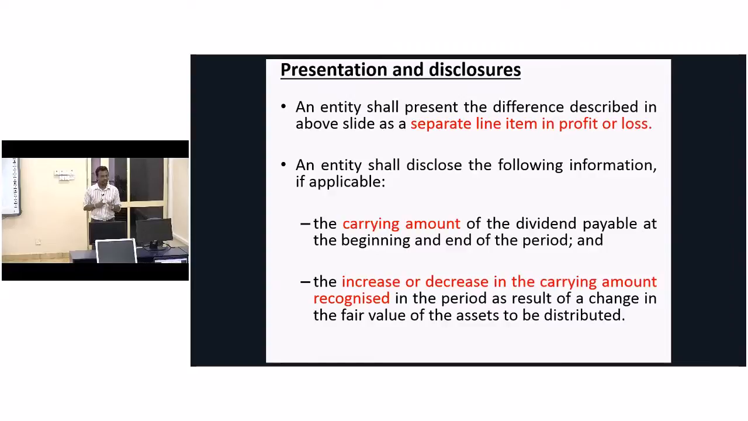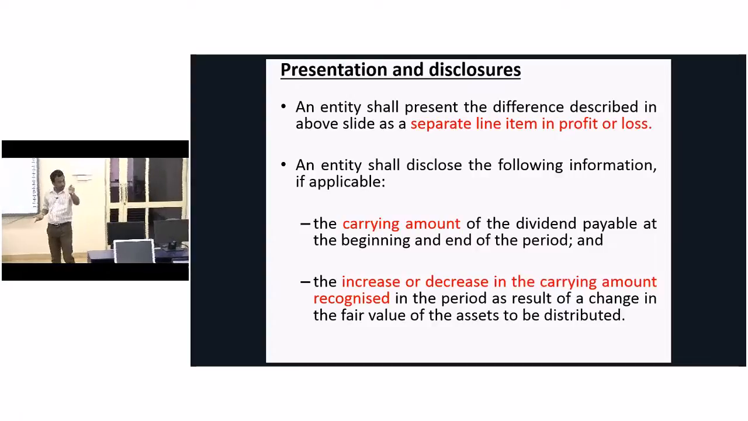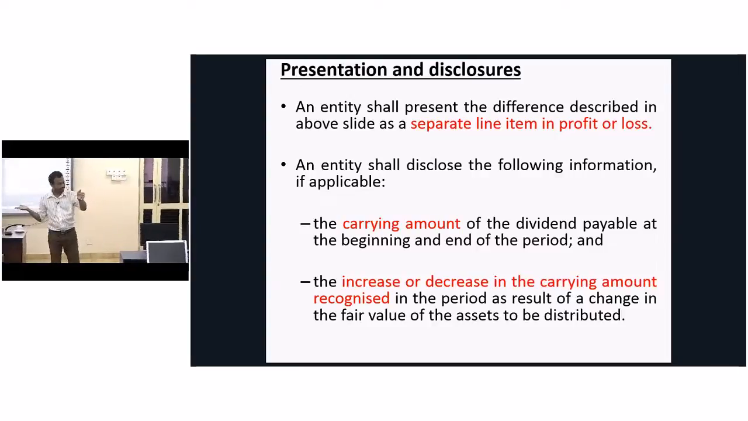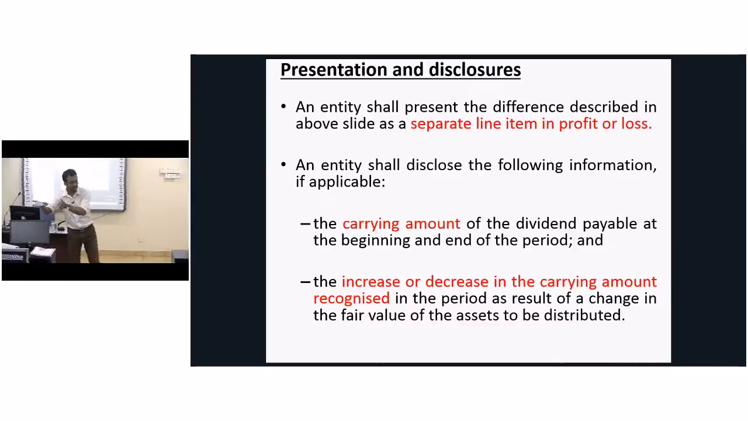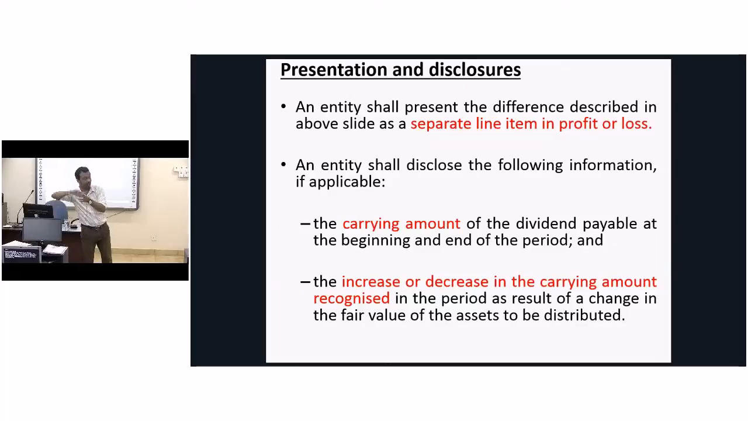Point number 2. Dividend payable should be valued at which value? Fair value. Number 3. At the end of each reporting period, we have to remeasure the fair value. If there is any difference, it should be charged to equity. At the time of settlement, if there is any difference between the already made liability and the settlement value, that difference should be charged to profit or loss.